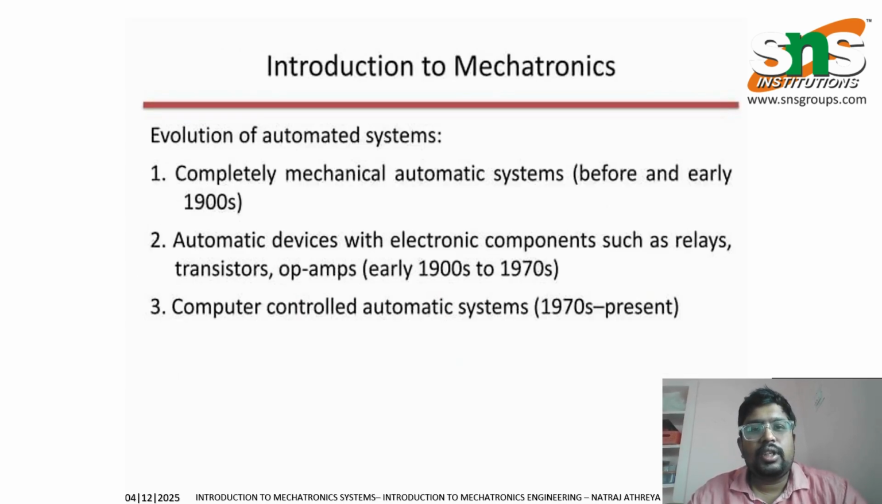So it has evolved to make automated systems. Initially they used to solve some shorter problems, but it has evolved to make automated systems even better. Completely mechanical automatic systems started around the 1900s, and then came automated devices with electronic components such as relays, transistors, op amps, etc. These ran from the 1900s to the 1970s. Then came computer controlled automatic systems like CNC and so on. They started from the 1970s to the present.